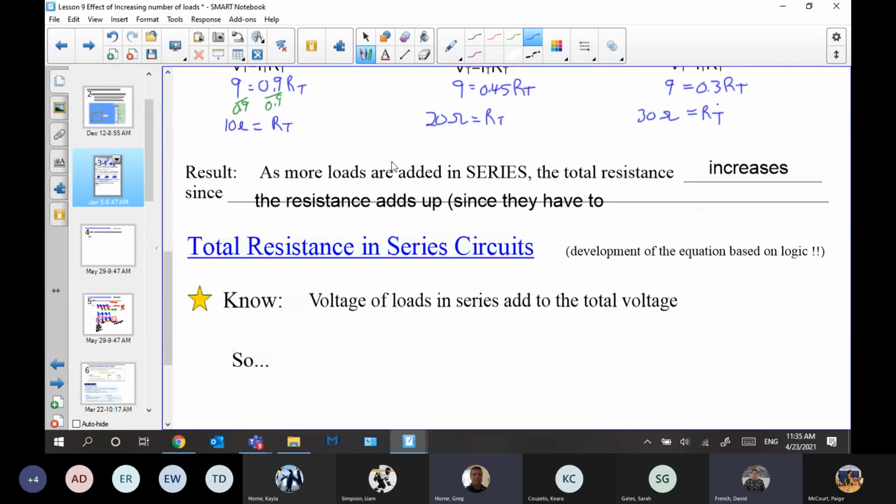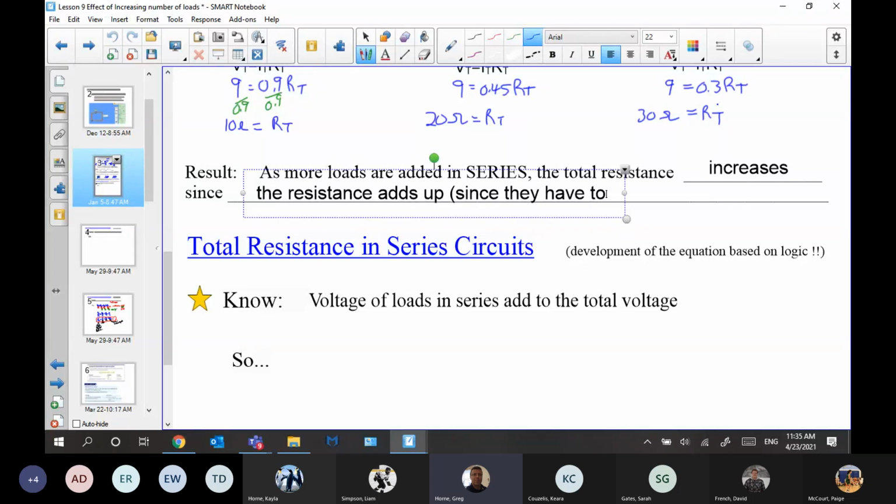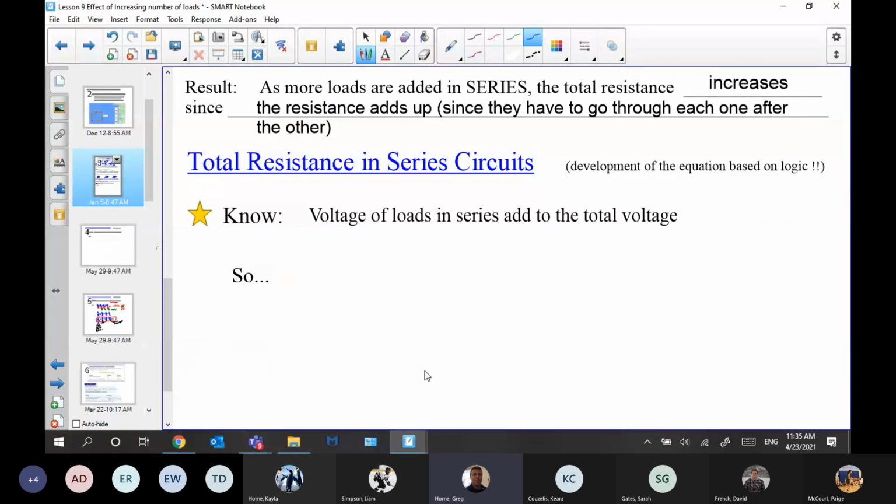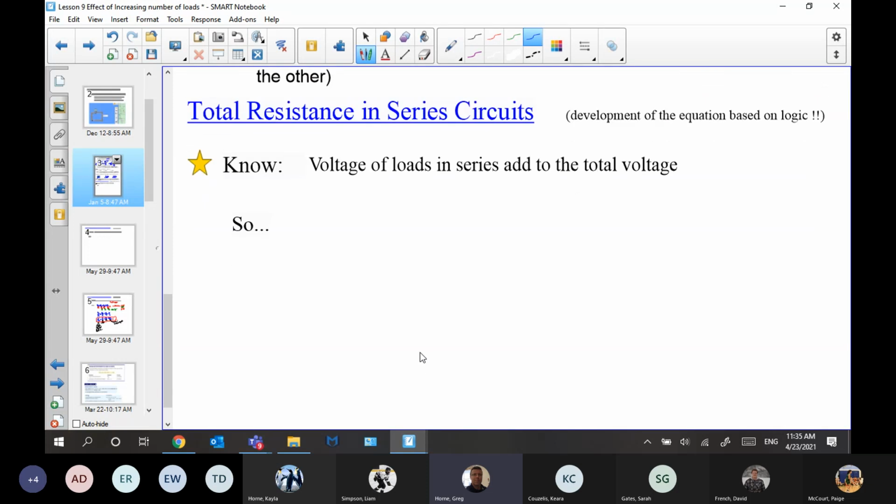Yeah, no problem. So I'm going to say the resistances add up since they have to go through each one after the other, something like that. Right, they're adding up. They go through one after the other. Good enough. So that means we have a conclusion here that the voltage of loads in series add to total voltage.